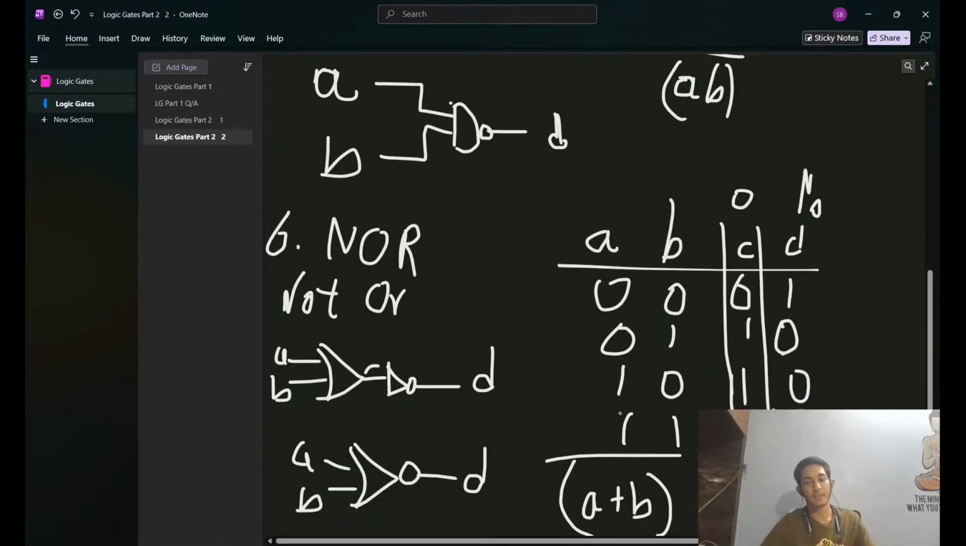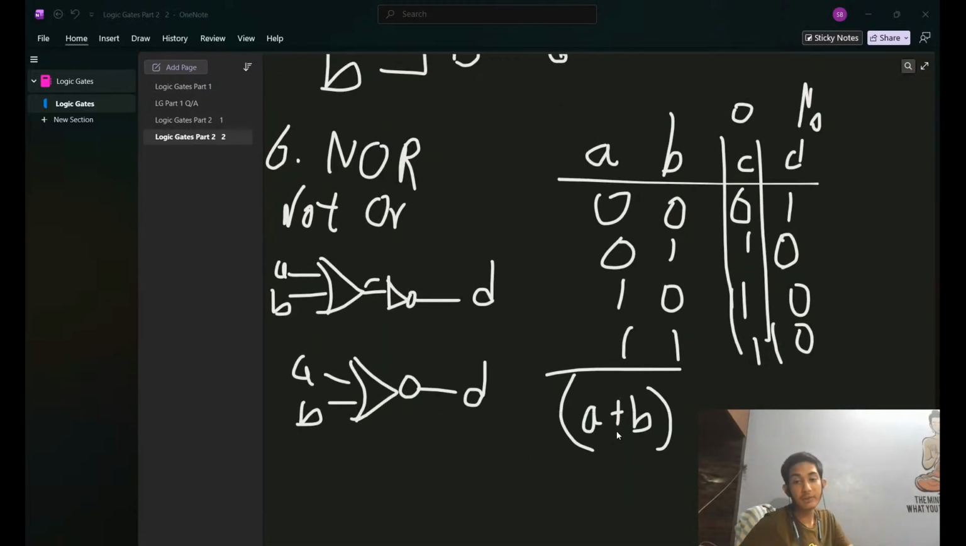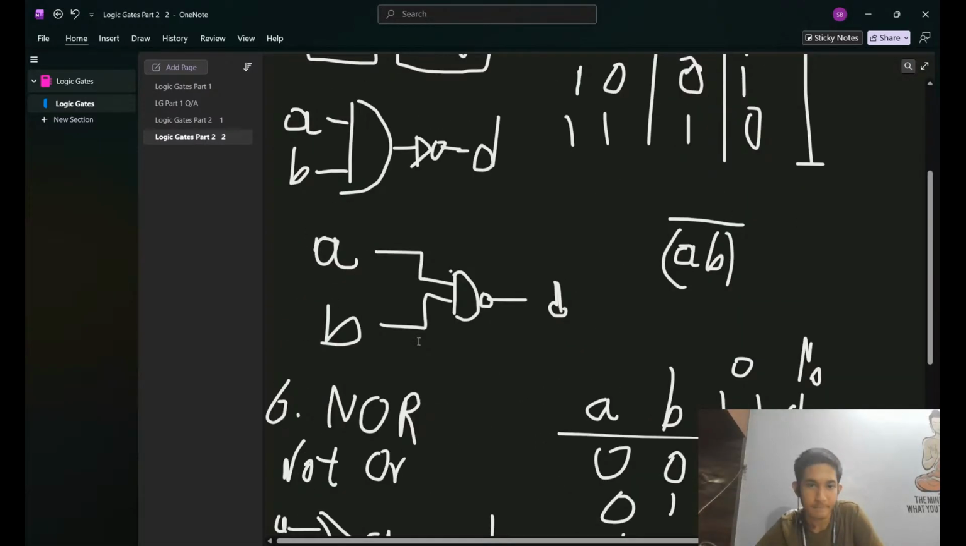Now, I'm going to teach you something which is very fascinating about these two. They are actually very similar to AND and OR, not in the fact that they look similar, but they can be expressed in terms of those. Let me explain what I mean.